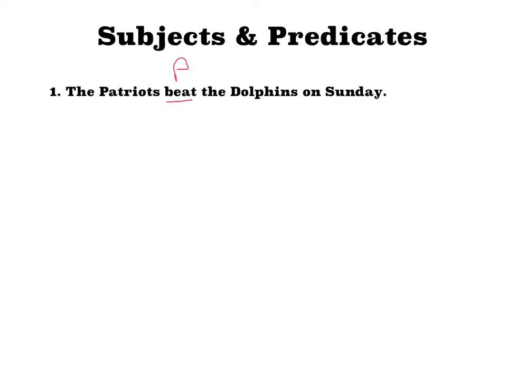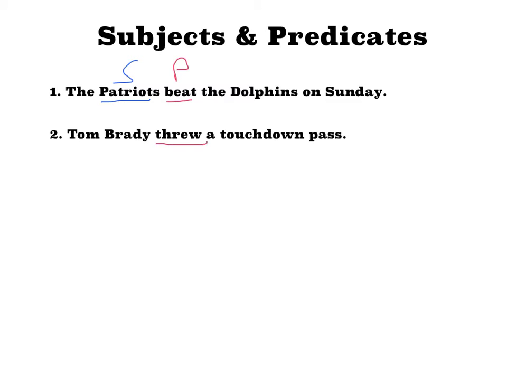All right, good. If you selected Patriots as the subject in this sentence, then you got this correct. Nice. All right, second sentence. Again, see if you can figure out what the predicate is here. Remember, the predicate is always a verb, so see if you can figure out what the verb in this sentence is. All right, good. If you identified through as the predicate in the sentence, then you got this correct.